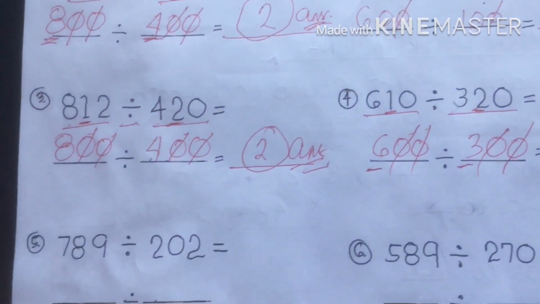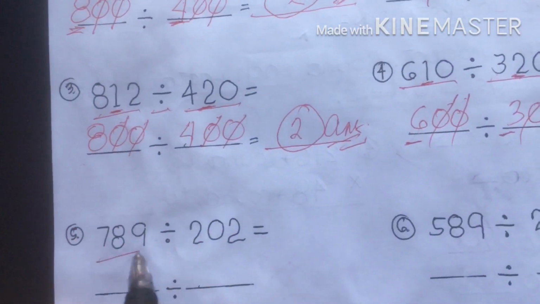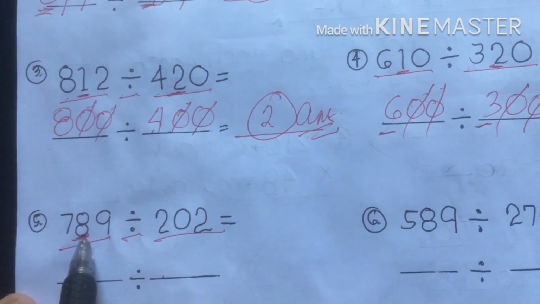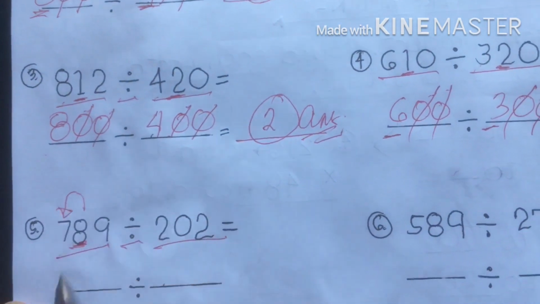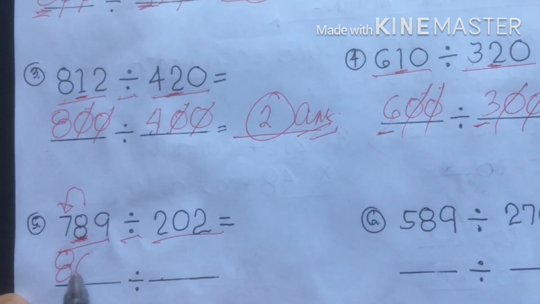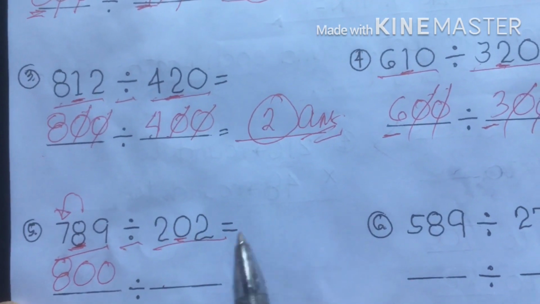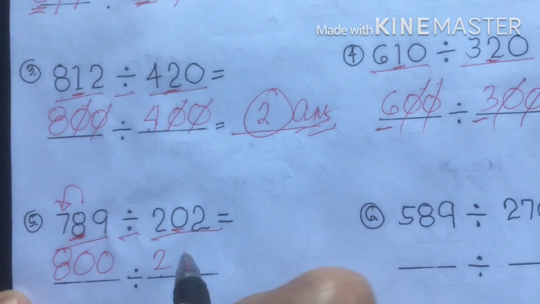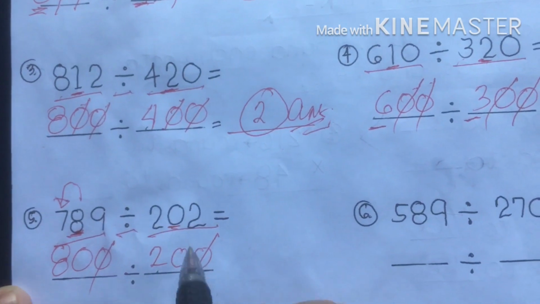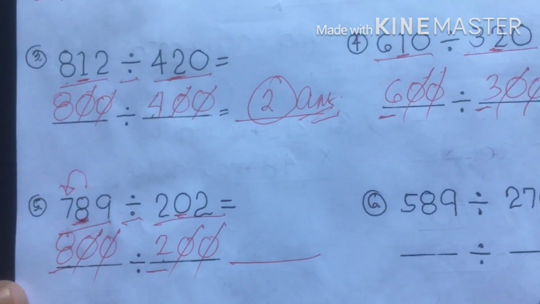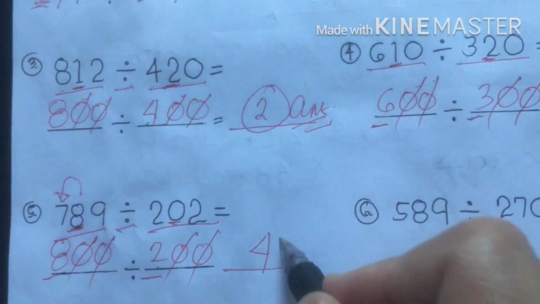Next, my dear students, number 5, 789 divide 202. Since 8 is rounding up, add 1 to 7, so it becomes 8. So this is 800 divide. Since 0 is still rounding down, it becomes 200. Same application, guys. Cross it out. 8 divide 2, so how many 2 in 8? So we're going to write our answer here.